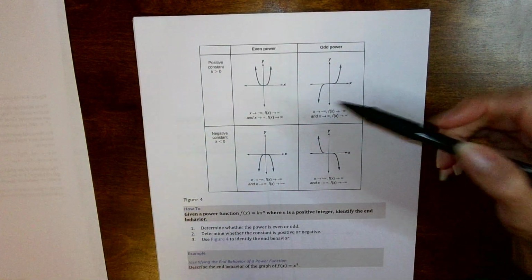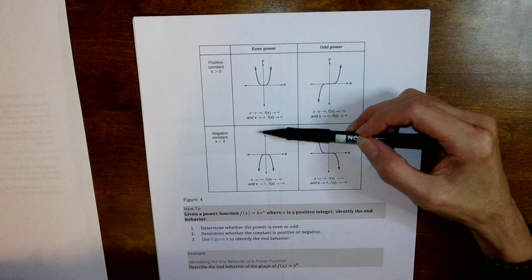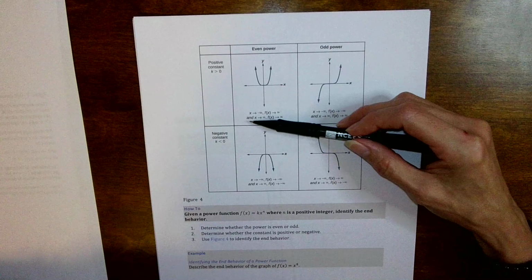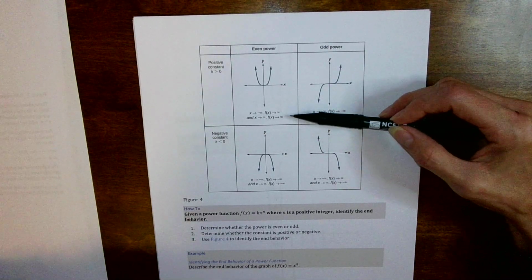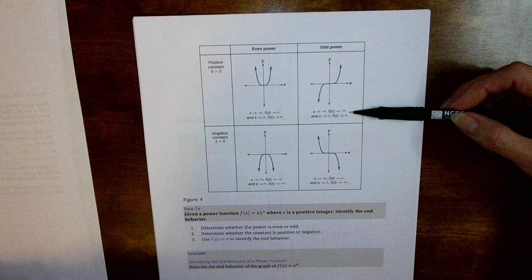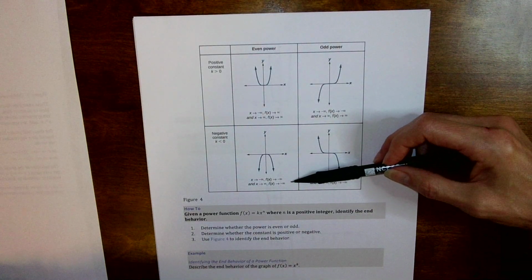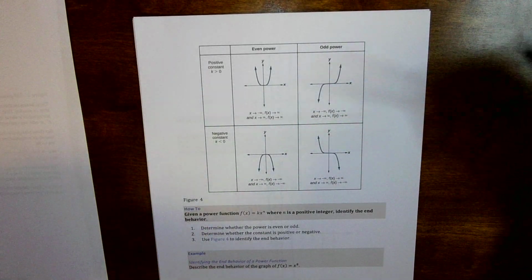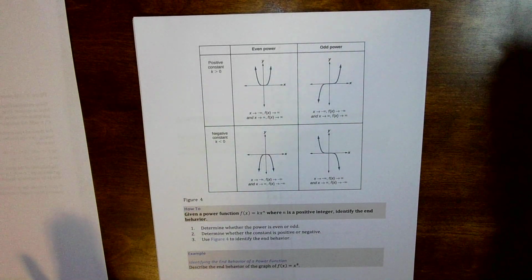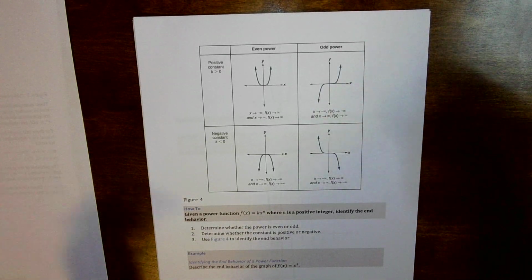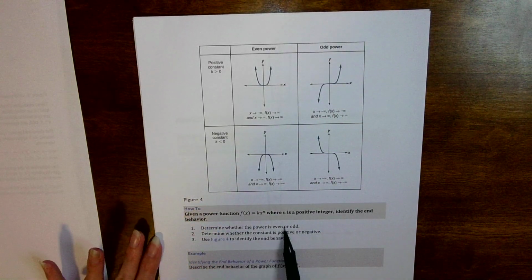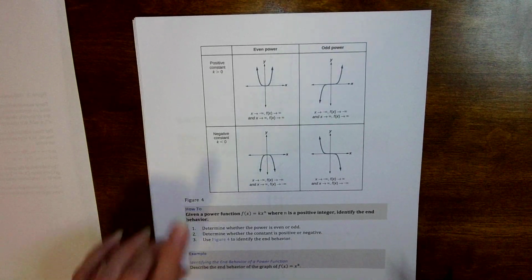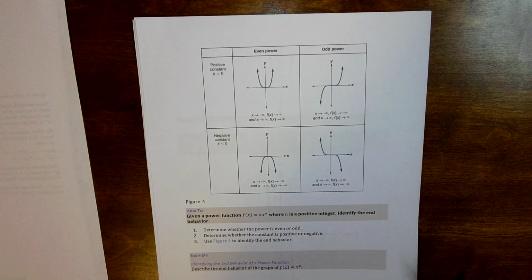So if you have an even power, as x approaches negative infinity, f of x approaches infinity, and as x approaches infinity, f of x approaches infinity. Alright, so if you have an odd power, this is the way it goes. If you have a negative constant, this is how it goes. And if you have a negative constant on an odd power, that's how it goes. So if you have a power function where n is a positive integer, identify the end behavior. You're going to determine if it's even or odd, determine whether the constant is positive or negative, and then use this figure 4 to identify the end behavior.